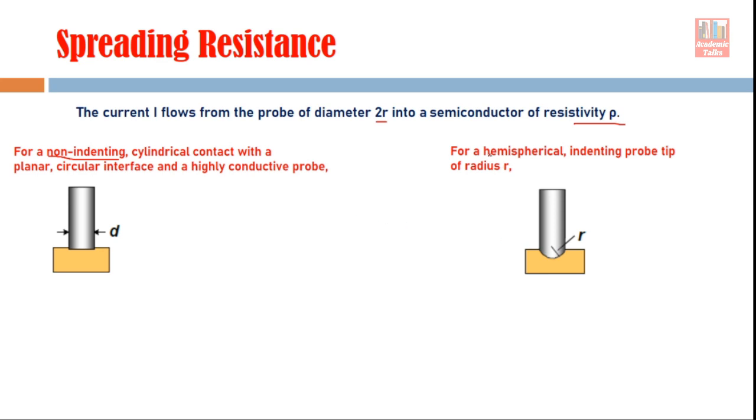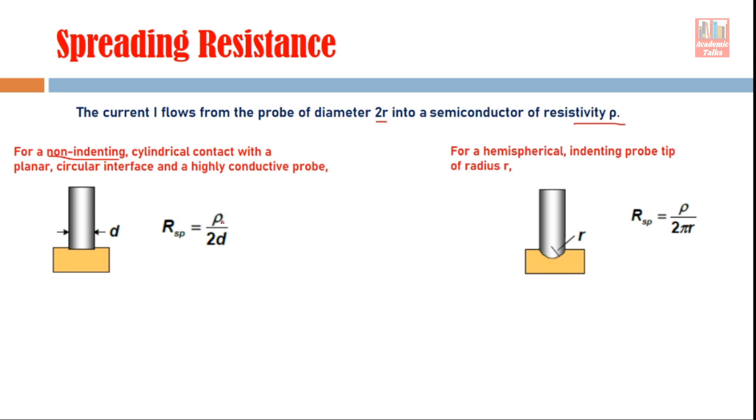In this case this is hemispherical. So this tip is designed in such a way that it is hemispherical at the end, and indenting tip means it is penetrating into the material, right? And here also the radius is R. Now these two situations will offer a different kind of spreading pattern into the semiconductor, because here it's flat, so it gives a different kind of spreading. Because the pattern of this spreading current is different in these two structures, the spreading resistance value will also be different, and the spreading resistance value can be estimated using this formula.